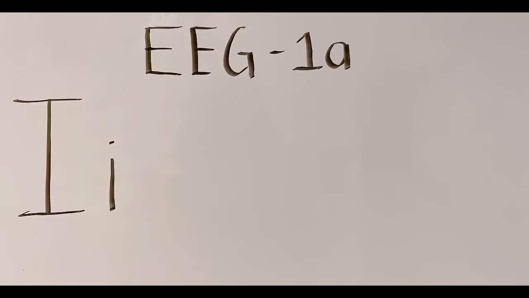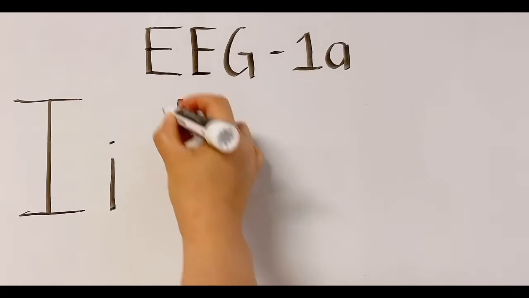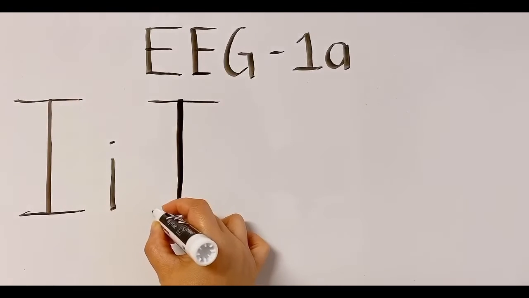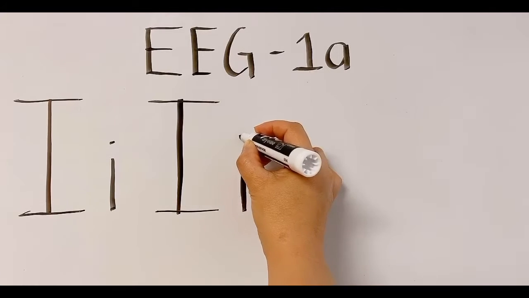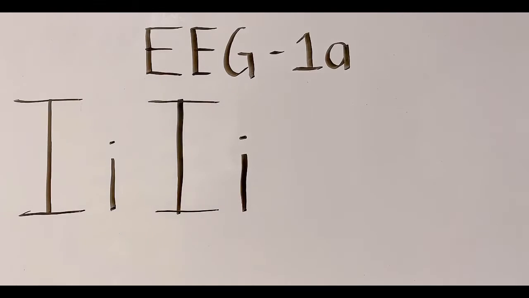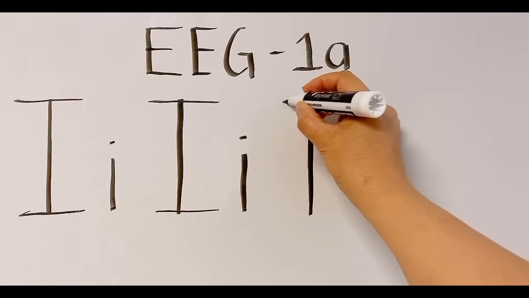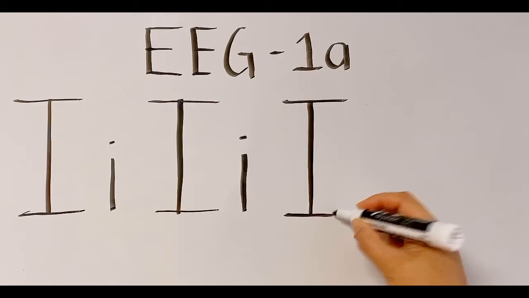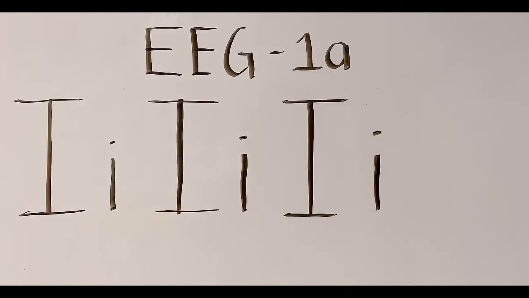Now let's start with the I. Capital I, small letter I. That's right. Capital I and the small letter I. Okay, again. Capital I and the small letter I. Okay, good.